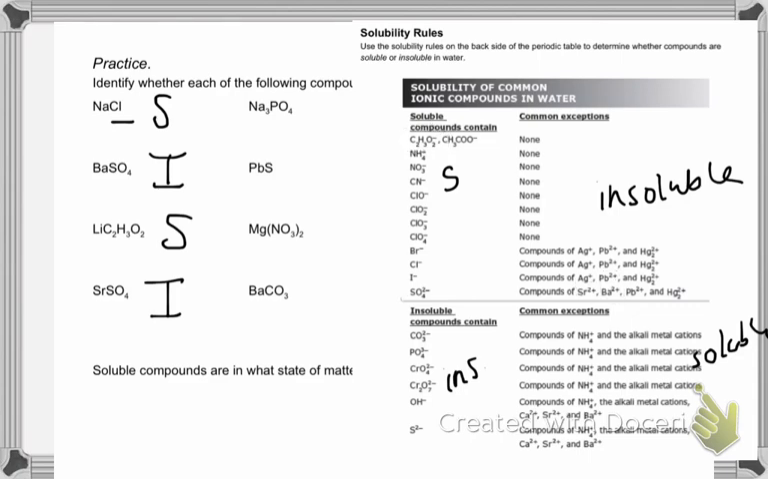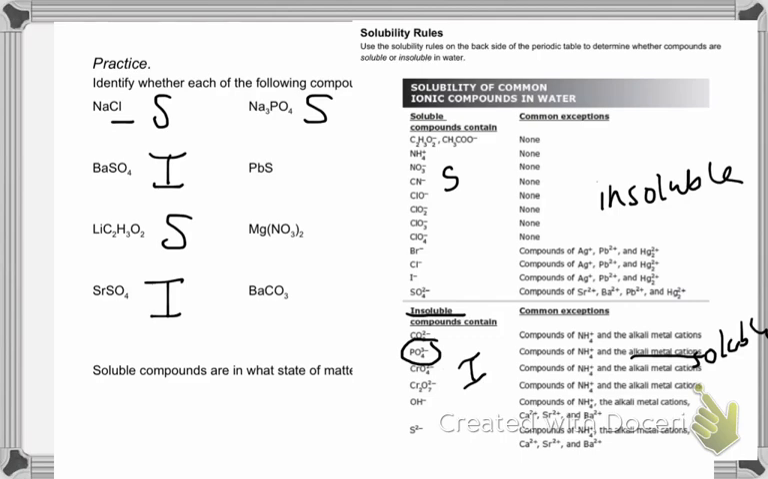This is a resource for you. It isn't something that you have to memorize. It is something that you just have to know how to read. Sodium phosphate. Well, phosphate's down here, and phosphate is insoluble. But because it's bound to sodium, an alkali metal, and remember, your alkali metals are sodium, potassium, rubidium, cesium, so you got to know your group 1 metals, and because sodium is a group 1 metal, it's going to be soluble.